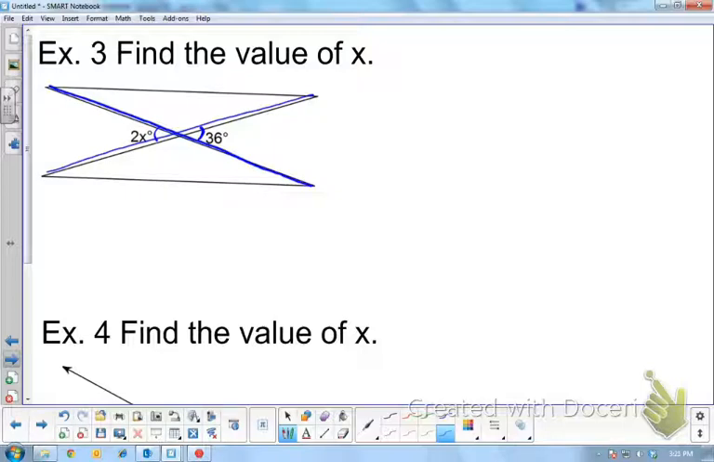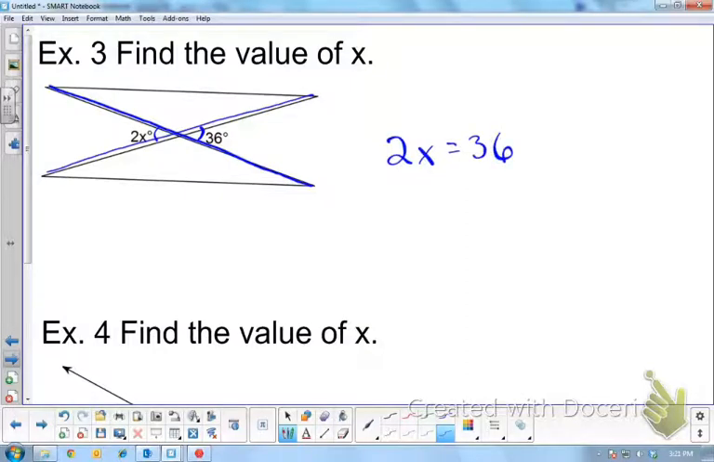So again, we think back to our relationships. We know that these are vertical angles. And we know vertical angles equal each other. In fact, we use the word congruent. But now that we have equations there, we can start using our equal sign and get some of our algebra involved. So we know 2x should equal 36.